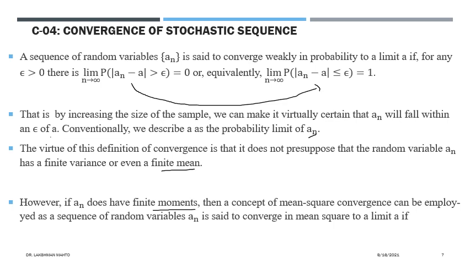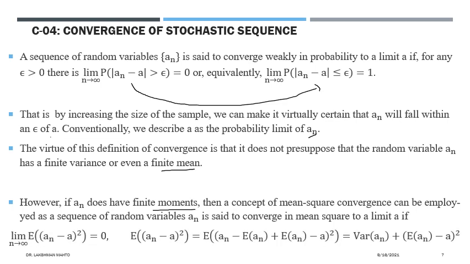Then the concept of mean square convergence can be employed for a sequence of random variables a_n, and in that case we call the convergence mean square convergence, and we define it this way. Here, in place of probability, if finite moments are given, that means the mean and finite variance are given for the particular estimator, then you can talk about convergence in expectation or mean square convergence. That means define first the square, then find the expectation, and after that talk about convergence. In short you can call it mean square convergence.